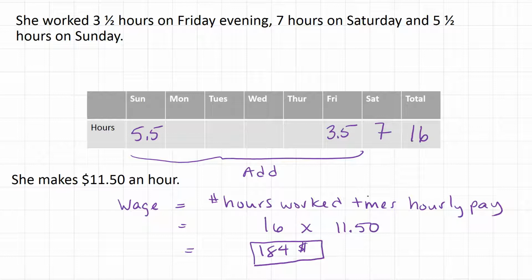When you're answering a question in math, and in all subjects, including science and such, always include your units. So in this case, we're talking about dollars, so the dollar symbol should be added. You might also write this as $184.00. So that's another option for writing the solution to this problem.